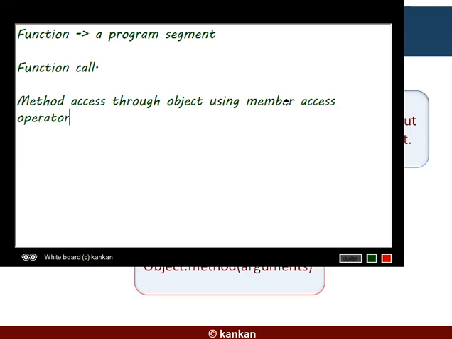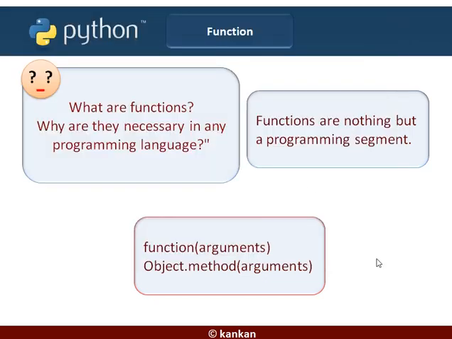Okay, member access operator. Object, this is the object, this is the method with arguments. Dot, this is called the member access operator. I will discuss methods in detail later.